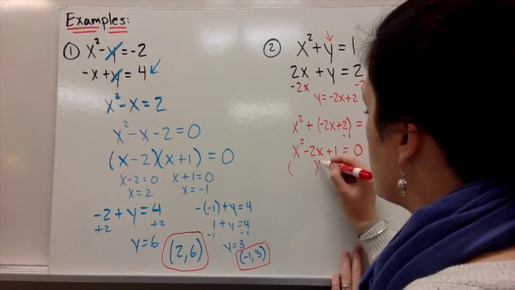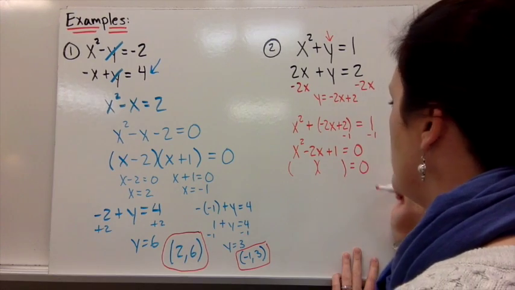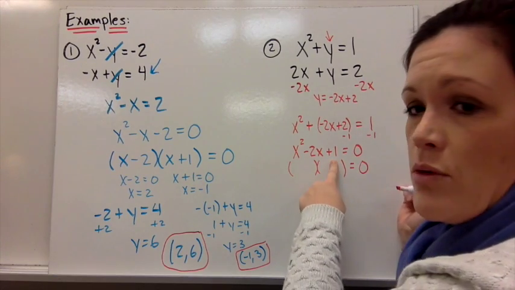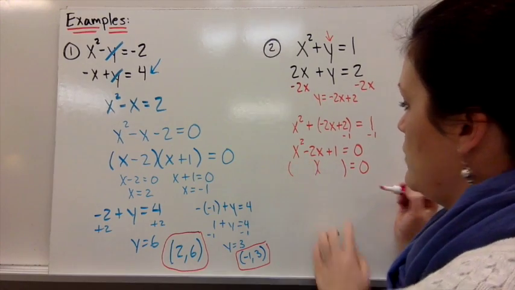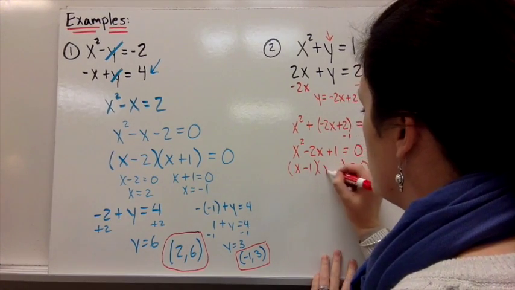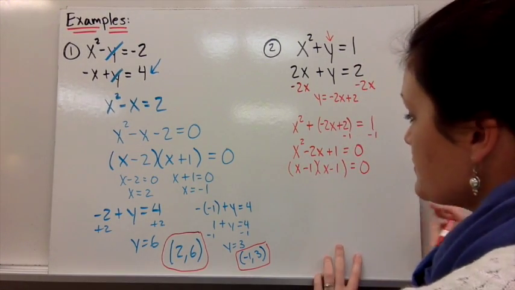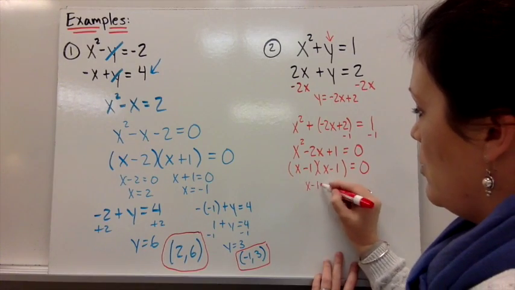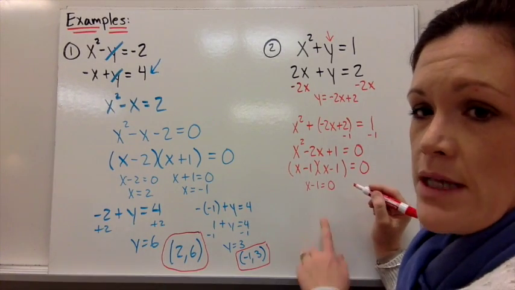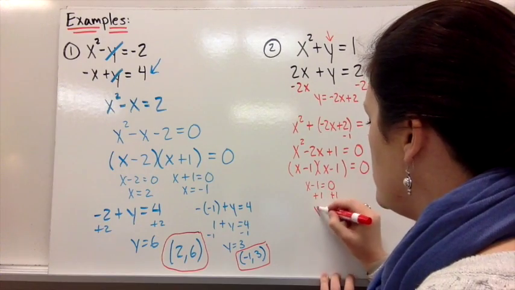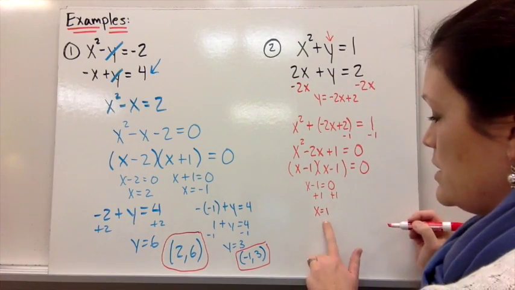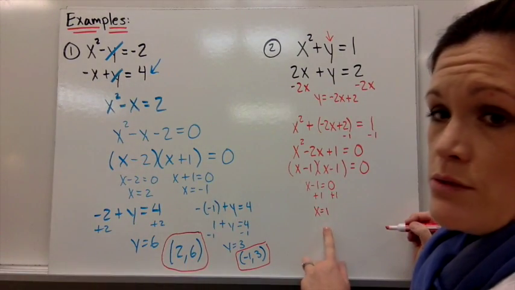Now let's see if we could factor this one. So we have to find numbers that will multiply to be positive 1 and add up to be negative 2. So that would be x minus 1, x minus 1. Then when I set one of those equal to 0, you don't have to set both equal to 0 since they're exactly the same. We could add 1, so we get x equals 1. So in this case, I'm only going to have one solution, which is fine.